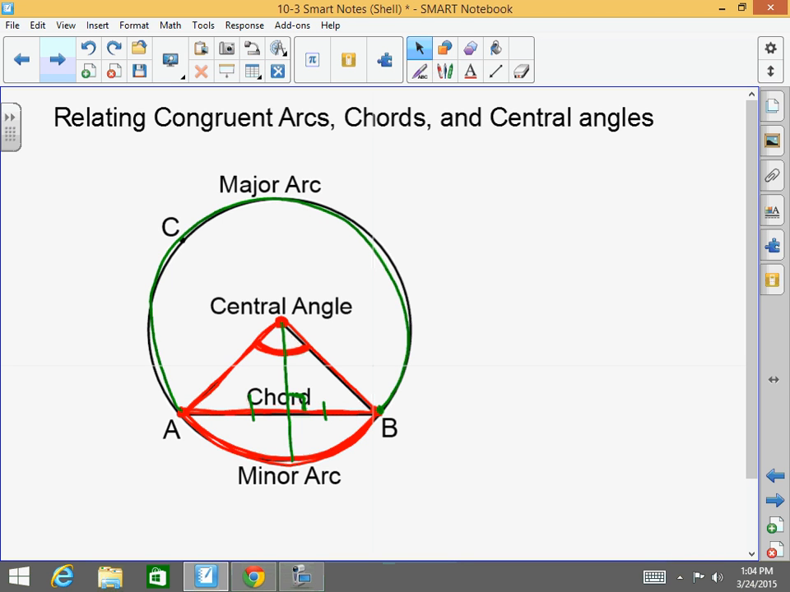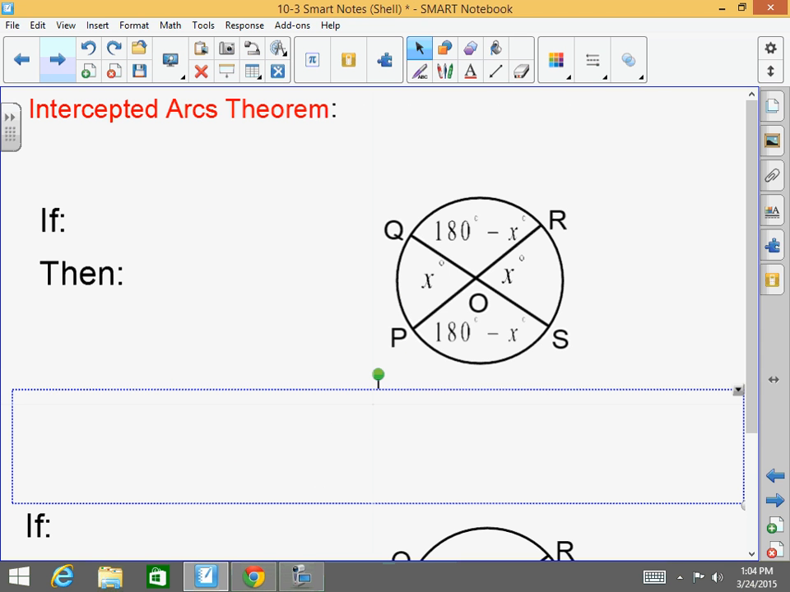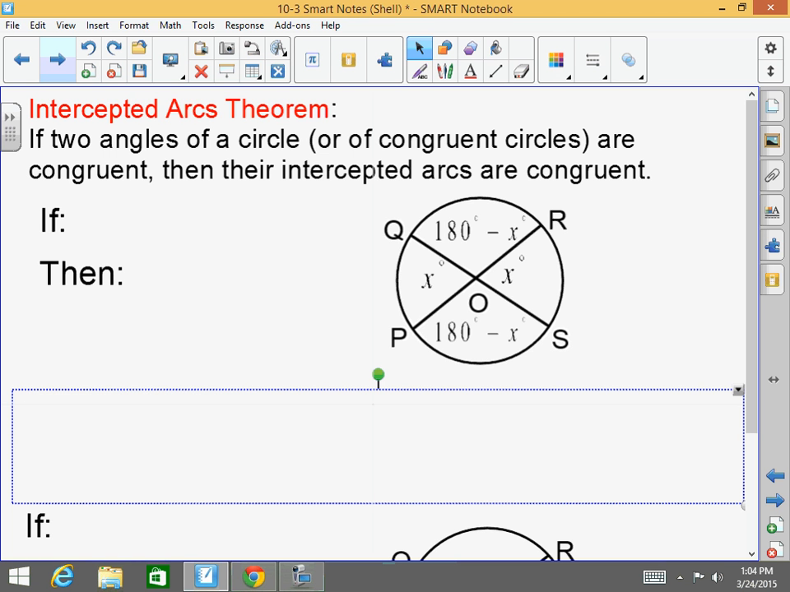Now, the real theorems that we have to learn for today. The intercepted arcs theorem. If two angles of a circle or of congruent circles are congruent, then their intercepted arcs are congruent.